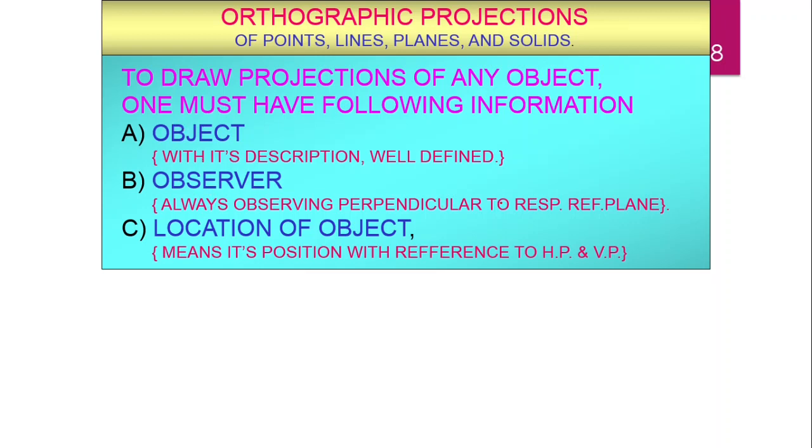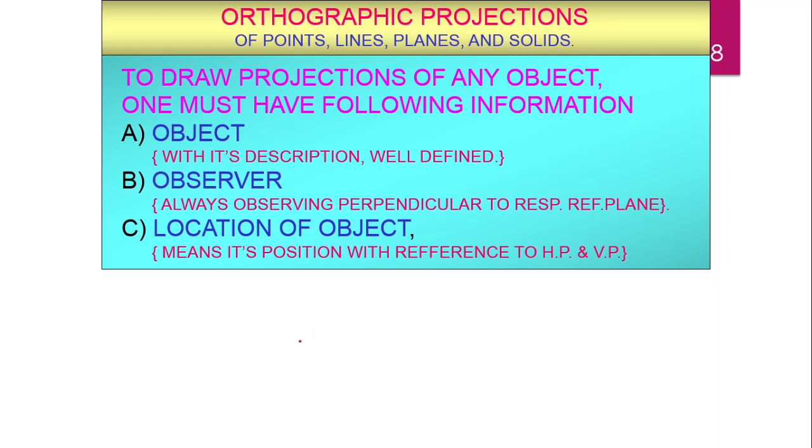Then observer, always observing perpendicular to respective reference plane. That visual rays must be always perpendicular to reference plane. Then location of the object. It means its position with reference to HP and VP.